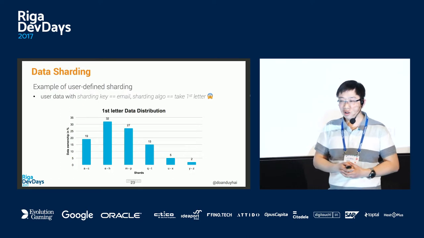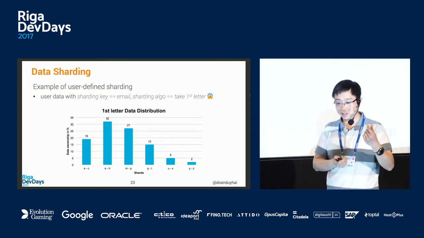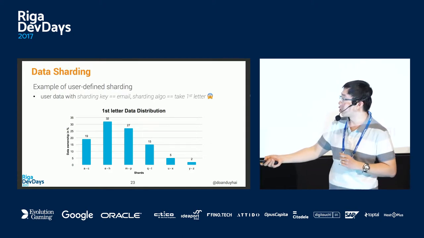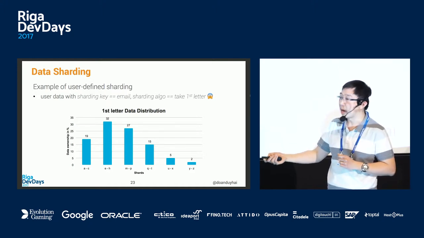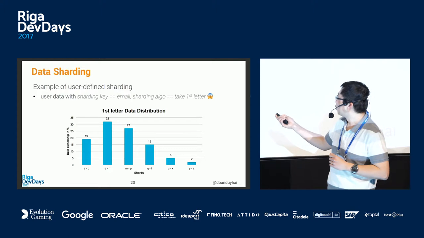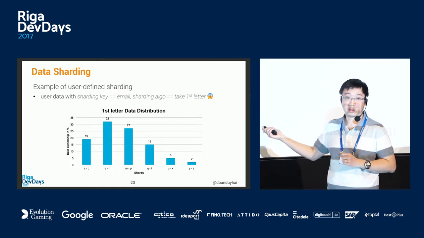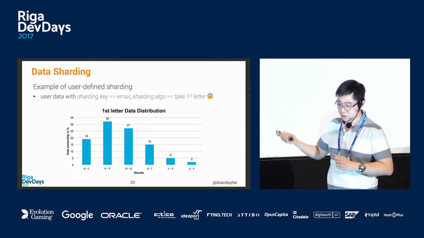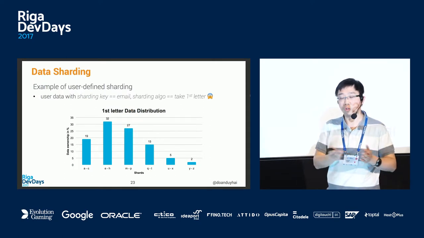But if I'm not very clever, I say, okay, let's take the email as a sharding key, and the sharding algorithm is, oh, I take the first letter of each email. So we have this shard, A to C, all the emails starting from A to C go into this shard, starting from E to H go to this shard. And we can see that the shards are not at all balanced because for people whose email address starts with Y to Z, there is very little data here. So yes, this is a stupid example, but it shows you that it is really important to think about the distribution of your shards.